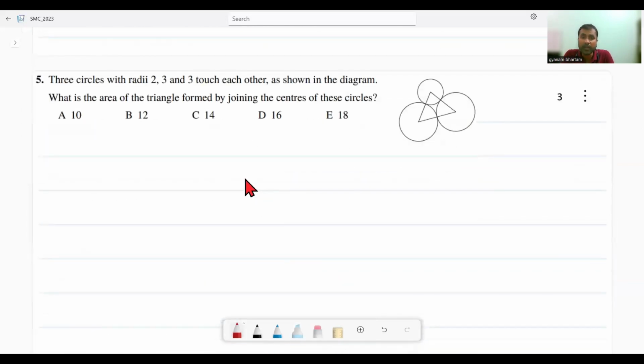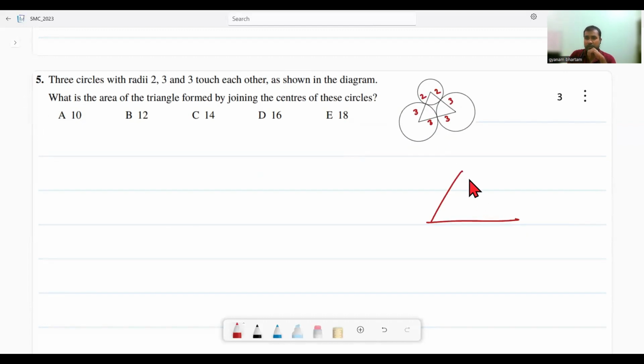Three circles with radius 2, 3, and 3 touch each other, as shown in the diagram. What is the area of the triangle formed by joining the centers of the circles? Area of this triangle. So this is going to be 3, this is going to be 3, and 3 and 3. This is 2 and 2.